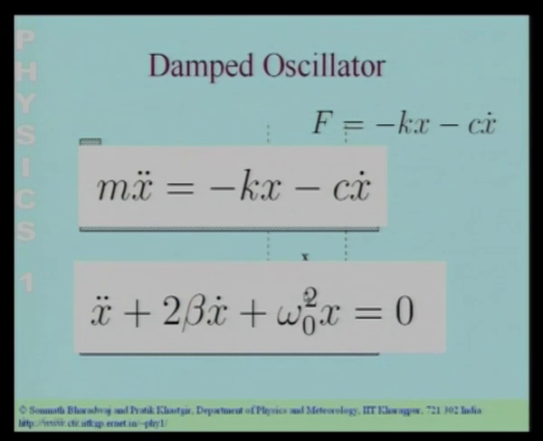Omega naught square is k by the mass, which we had defined earlier for the simple harmonic oscillator. The new thing is this beta. Beta is essentially this coefficient c which appeared over here, which determined how much the damping force was. Beta is related to c. Beta is c divided by the mass, and there is a factor of 2 which has also been put in, which makes things convenient, as we shall see as we go along.